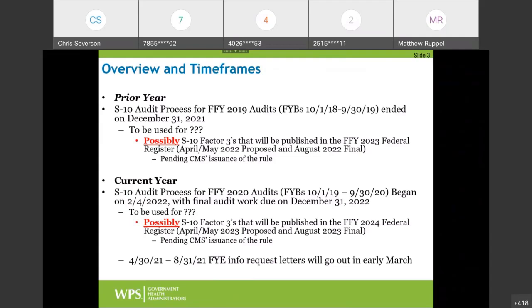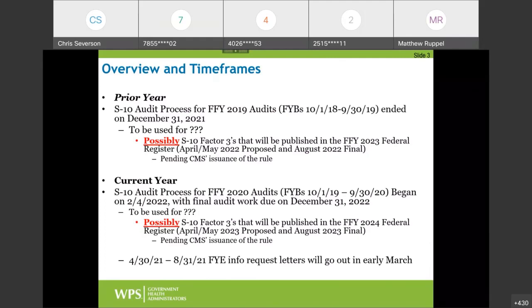Now, I will mention that so far on the 4th, we sent out the information request letters for the fiscal years all the way through 4/30/21. So basically 9/30/21, or really September of 20 through the April of 21 fiscal year ends, or March of 21 fiscal year ends. The April through August 21, those ones are going to go out in early March, so in the next couple of weeks. We've broken up into two groups this time.